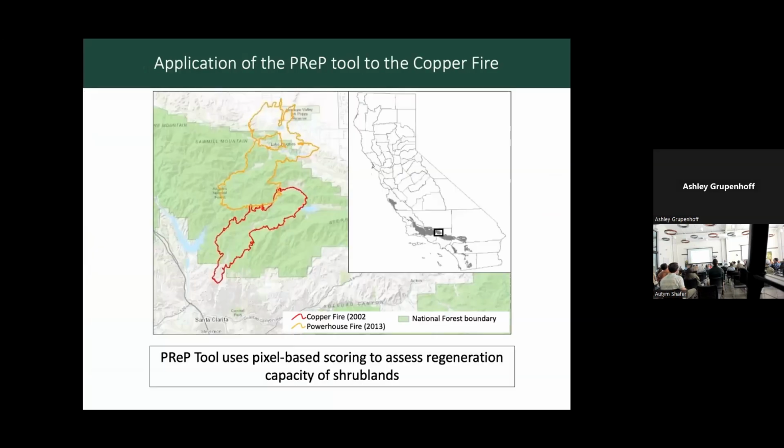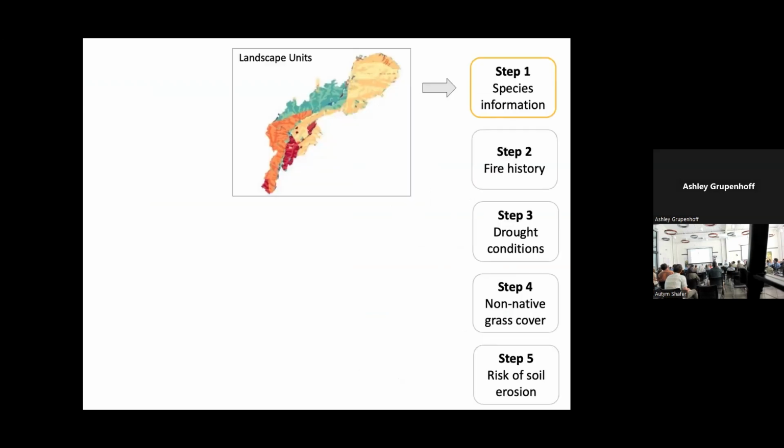So the PREP tool then is a conceptually straightforward tool, and it uses a pixel-based scoring system to assess regeneration capacity on the landscape. And it's currently built in a Jupyter Notebook framework, and there are options in there where a user can change certain thresholds or decisions and include different types of data sets if they want to. Where we applied it to test it was on the Copper fire, shown in red, and we also did some validation in the Powerhouse fire in the orange. So it consists of 5 steps.